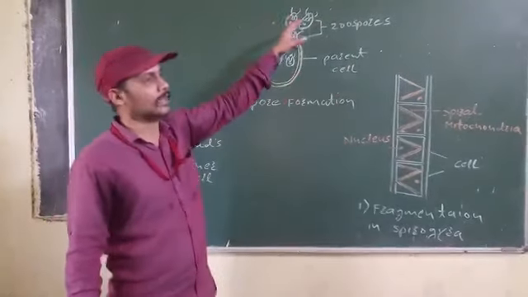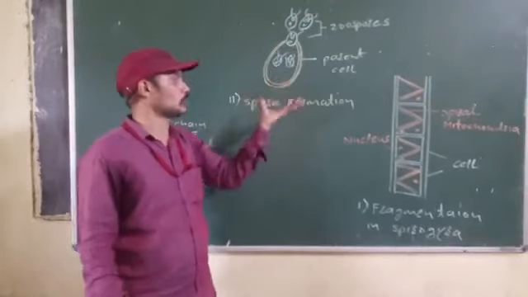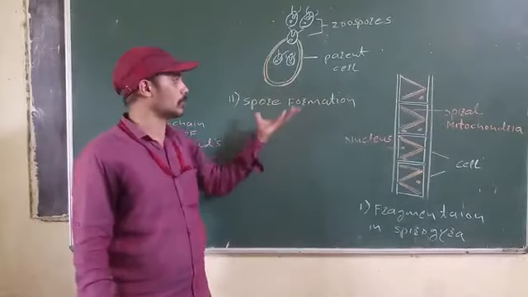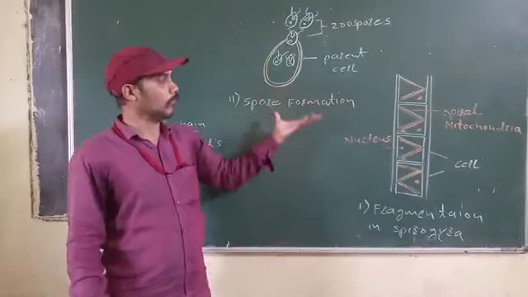These look like spores, so it is called spore formation, an aid in the process of asexual reproduction.